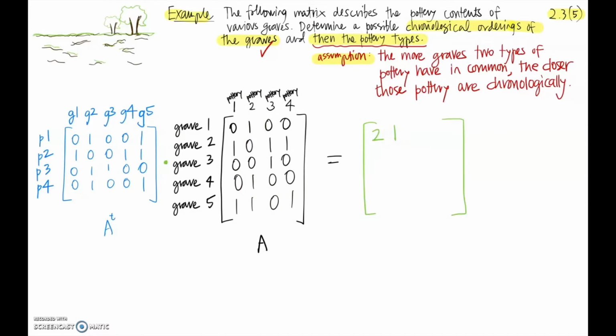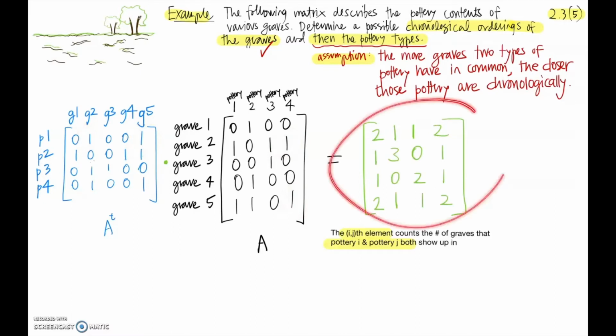Okay, I'm going to go ahead and do the rest of the row. If I get row 1 with column 1, this is going to compare pottery type 1 and pottery type 3. And they have grave 2. They both show up in grave 2, and that's it. So they have at least one grave in common. And then last guy, pottery type 1 and pottery type 4, they both show up in grave 2. And they both show up in grave 5. So pottery type 1 and 4 have a pretty strong connection.